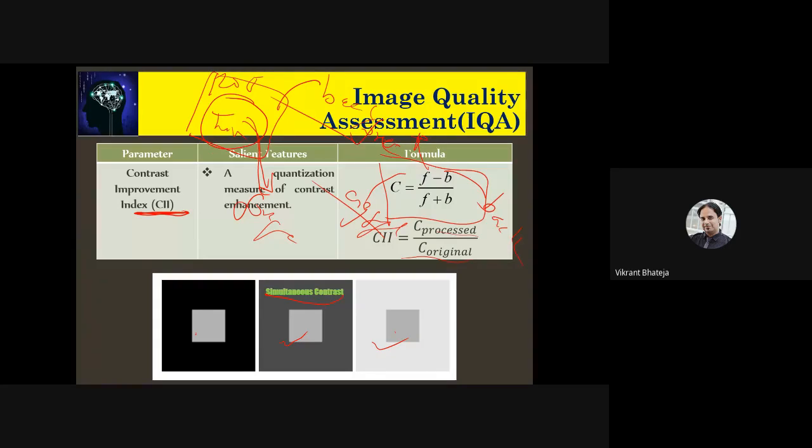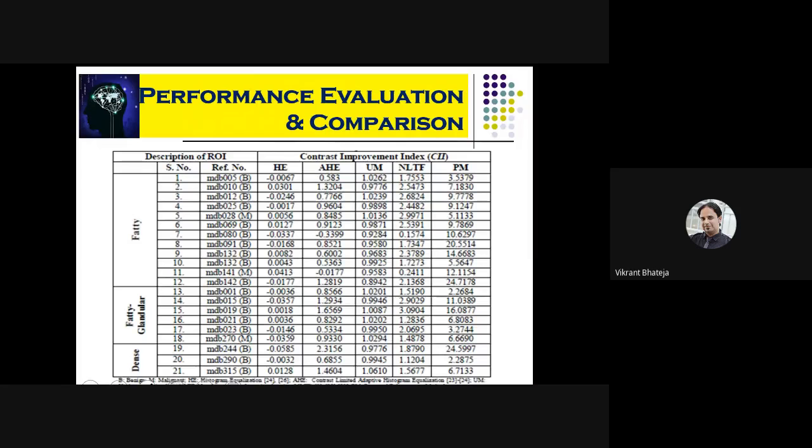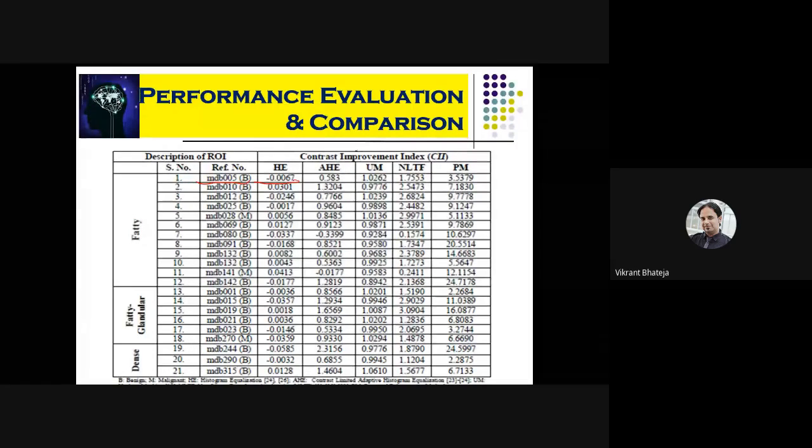And now you see that if we apply this particular parameter on our images, you see the change in values. Suppose we have this particular image, now histogram equalization is giving you negative results, because actually histogram equalization is not improving, it is spoiling that image.